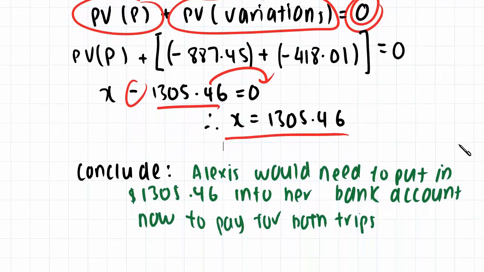$1,305.46. So we conclude by saying Alexis would need to put in $1,305.46 into her bank account now to pay for both her trips in the future without depositing any more money and completely offsetting those ski trips.